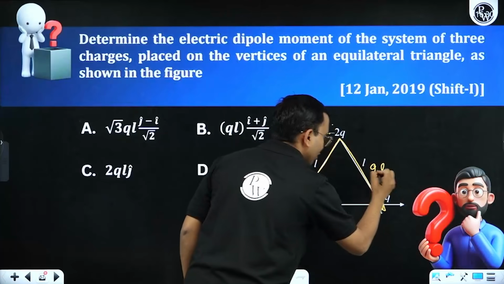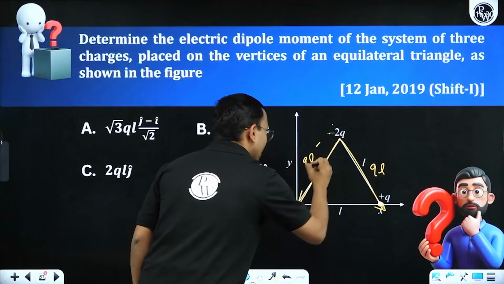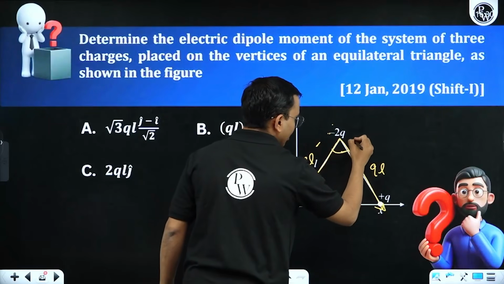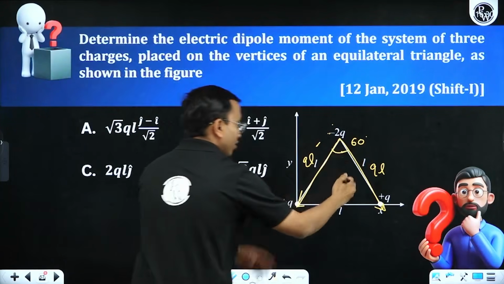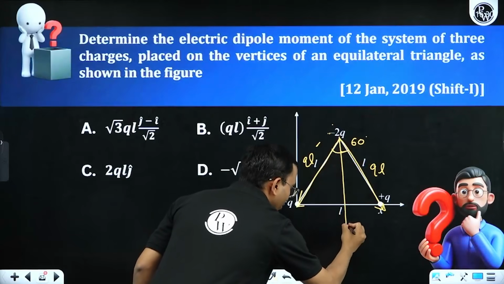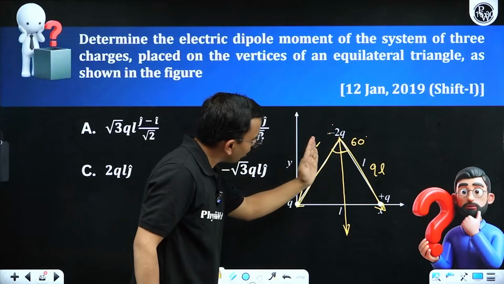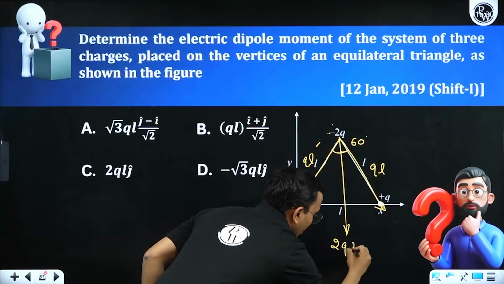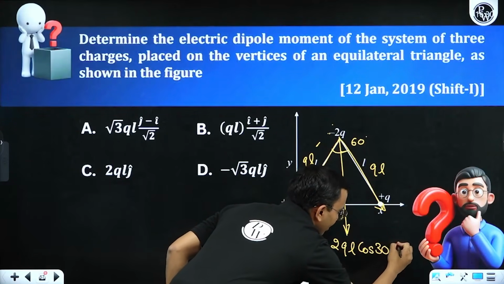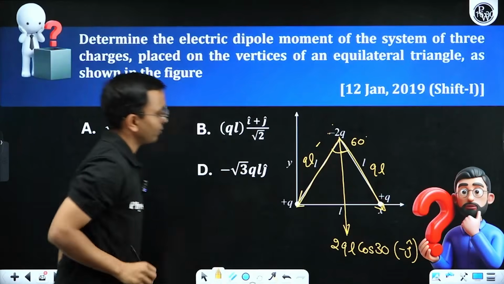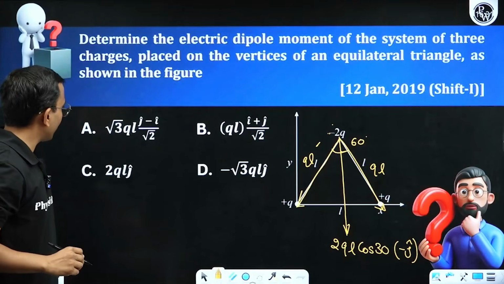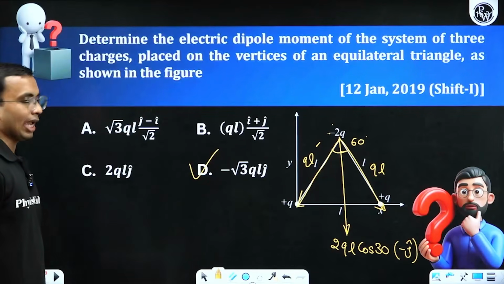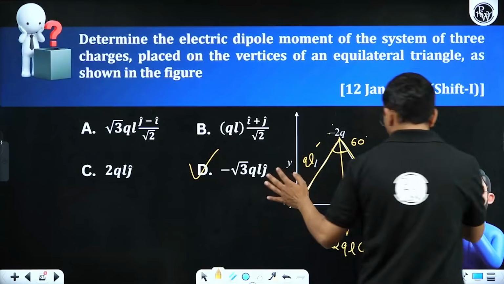So this vector has magnitude q into L, and this vector also has magnitude q into L. Both are at an angle of 60 degrees. The resultant will come somewhat like this, and what will it be? QL cos 30, here also QL cos 30. So this is 2QL cos 30, and the direction is minus j cap. So that will become minus QL root 3 j cap. Just solve it like a vector.